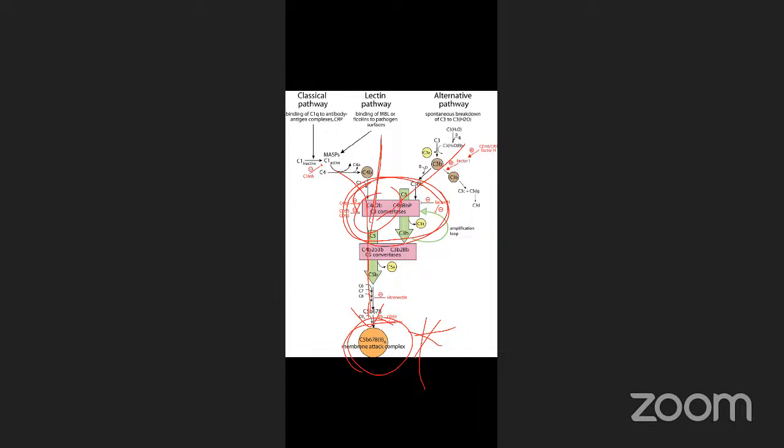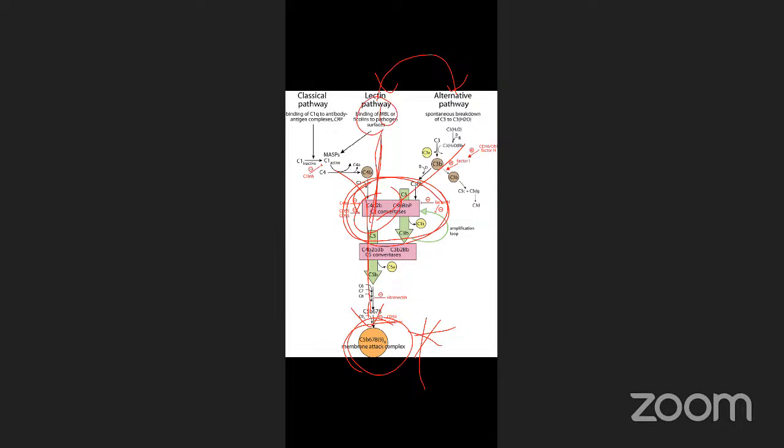Independent means generating C5B without the antibody. The antibody does not participate; it is not necessary to generate the C3 convertase in these two pathways. For these two pathways, there is no need for contact between the antibody and the antigen. It directly provokes the C1 molecule, binds with the C1 molecule in this pathway, and leads to the C3 convertase.